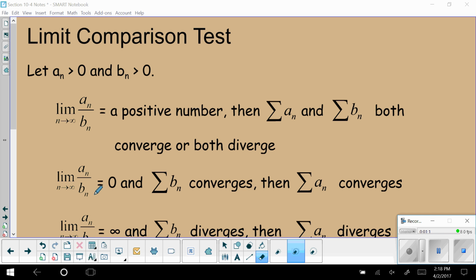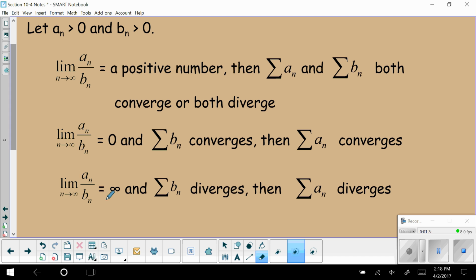If, when we do that limit, we get 0, that means b sub n is getting much, much larger. And so the only way that our a sub n would converge is if b sub n also converges. But if b sub n were diverging, that doesn't tell us what's happening to a sub n. Or if I do that limit and I get infinity, that means that a sub n is getting much larger than b sub n. So if b sub n diverges, it forces a sub n to. But if b sub n is converging, we don't know what's happening to a sub n.